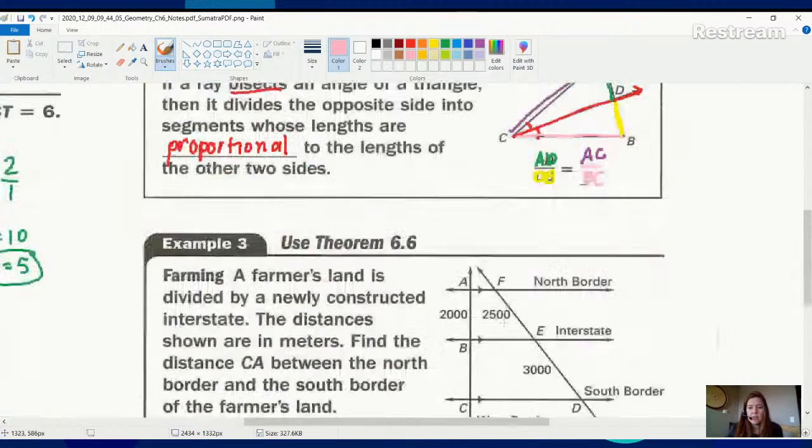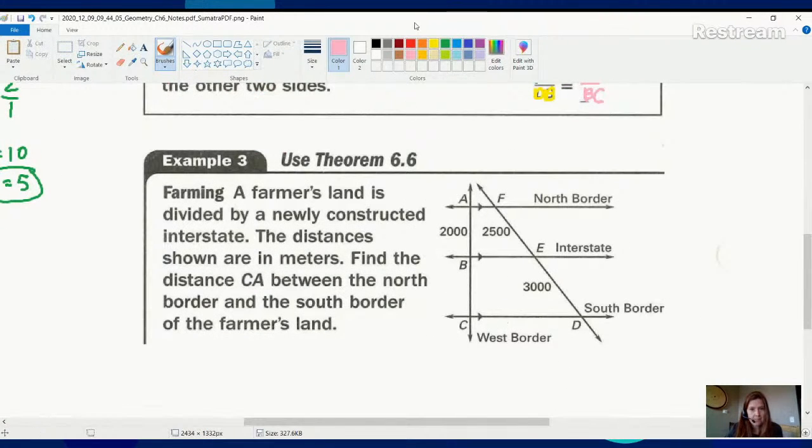So let's do two examples with this. If you guys were in class, I would have to pick somebody to be the farmer. So think of somebody in your family who would be funny to be a farmer. And that farmer's land is divided by a newly constructed interstate. So here's Farmer Joe or Josephine, depending on who your farmer is. I don't know why that's a farmer hat. All right, here's my farmer.